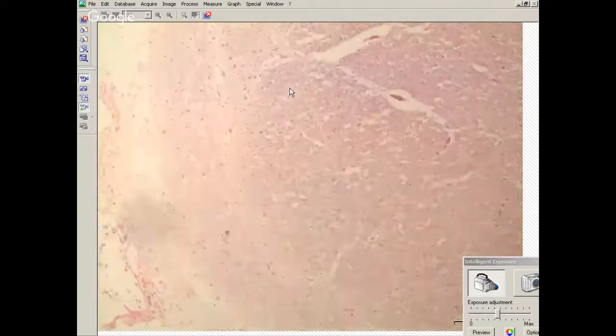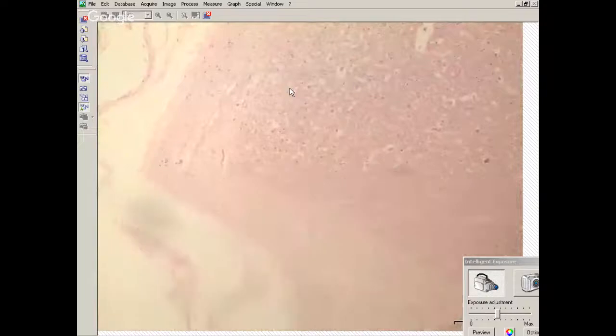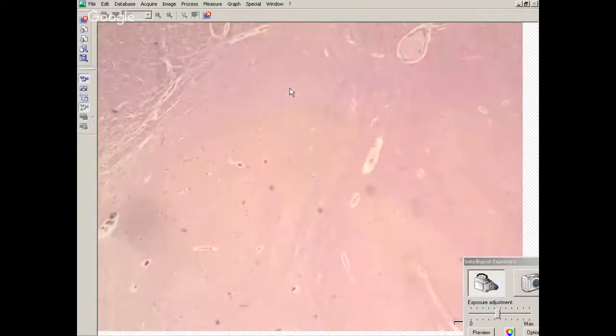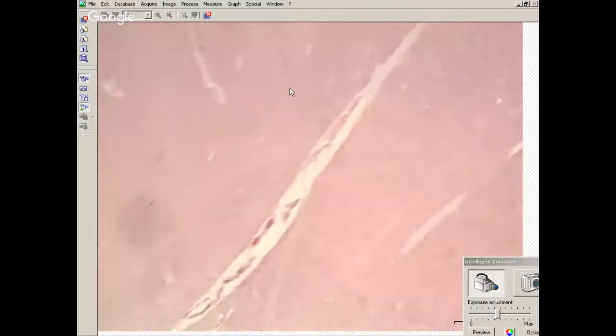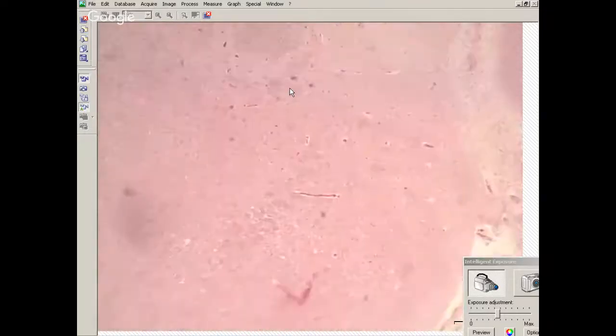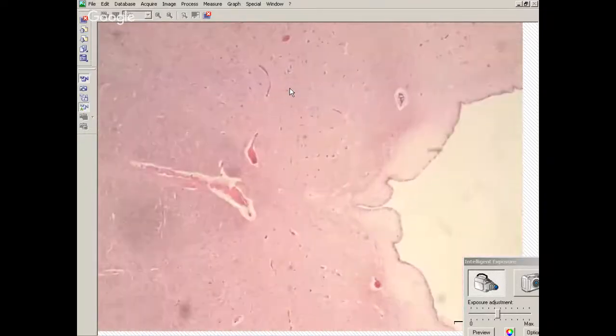So sometimes you get cases of frozen section or permanent sections. This is from an autopsy. So this is a section of brainstem. This is a section of, where are we? So here's the brainstem.